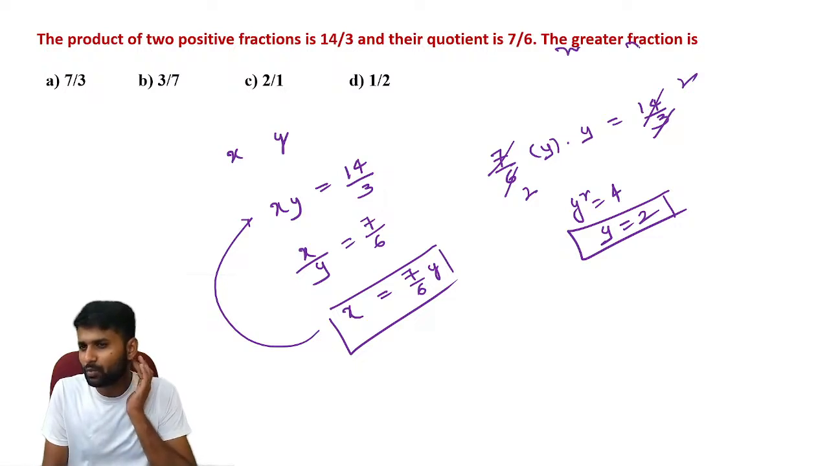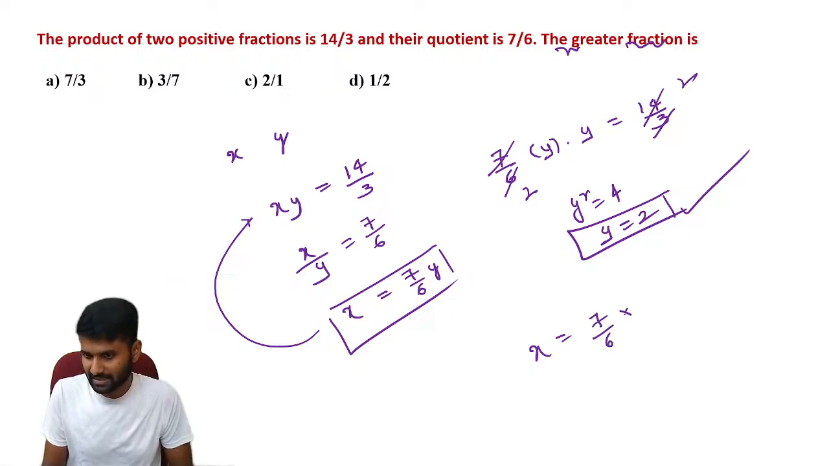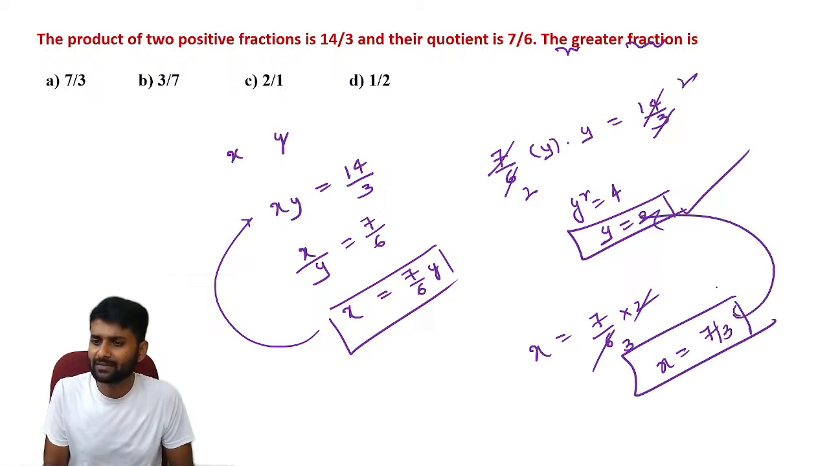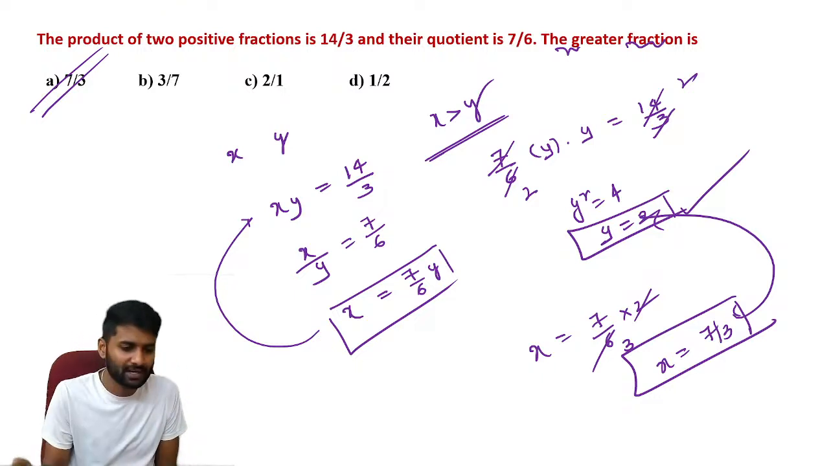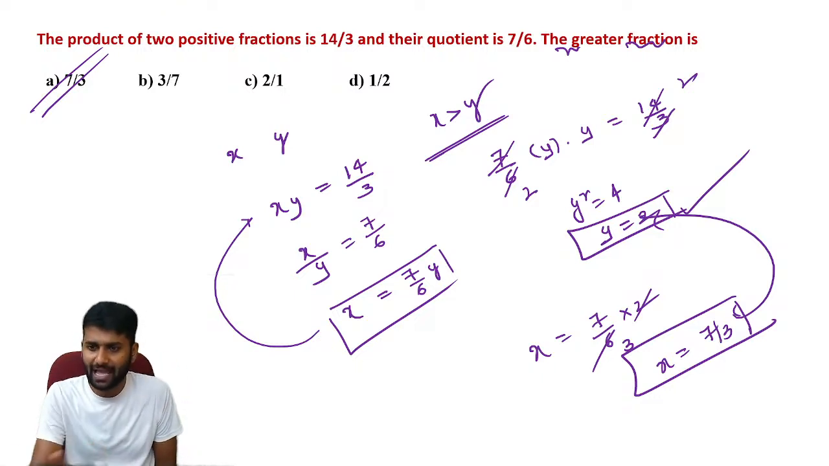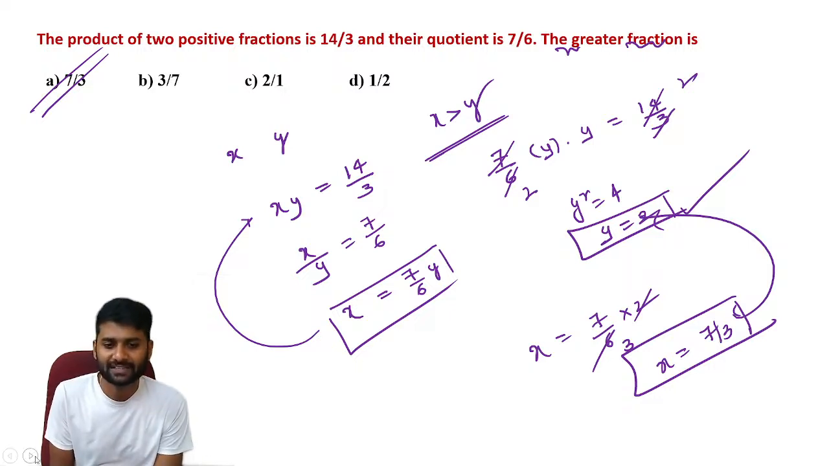Now here the question, what is the greatest fraction? So y is equal to 2. What about the x value? 7 by 6 is multiplied with a 2, so definitely it is 3 times. Here x value is equal to 7 by 3. So if you compare x and y value, you can conclude that x is greater than y. In this question, you have to identify the greatest fraction among two. So 2 and 7 by 3, greatest fraction is 7 by 3.